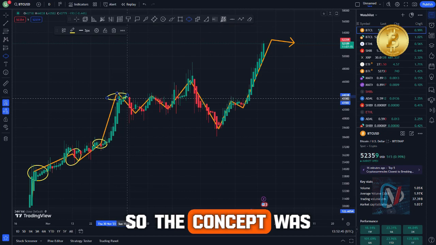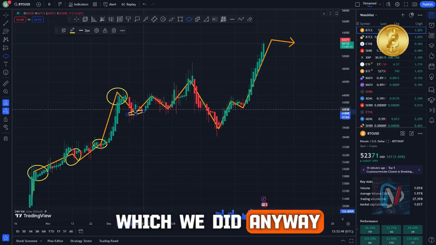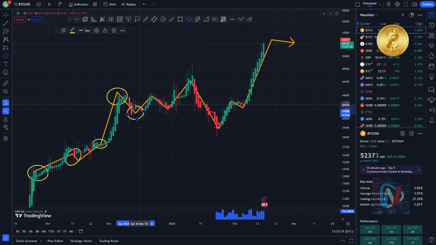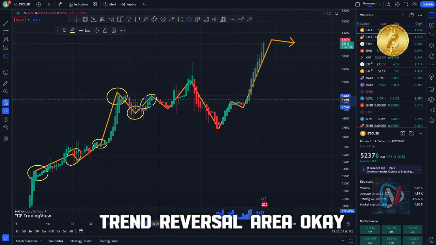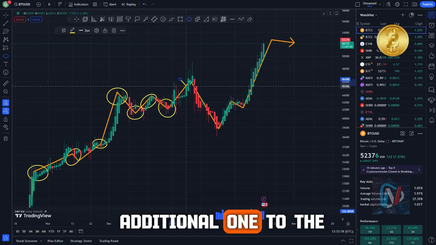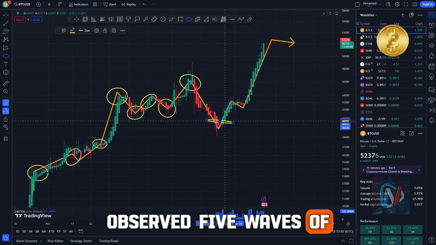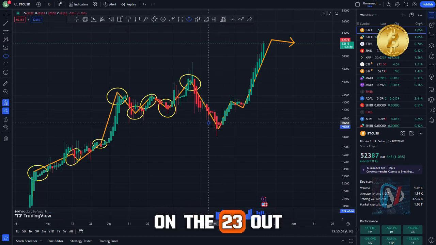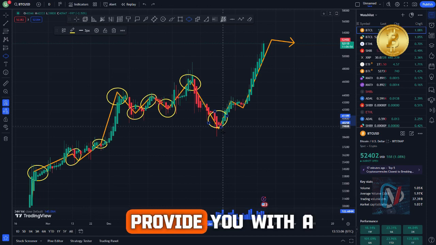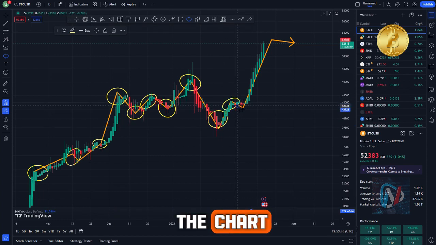So, the concept was to place a support area on the chart, which we did anyway, which was already a trading area, and let's say a trend reversal area. Okay, let's put a support area on the chart, which we added an additional one to the yellow one anyway. As a result of the fact that we observed 5 waves of upward movement from the lows on the 23rd of January, I am able to provide you with a bullish forecast. This is because we've already put that onto the chart.